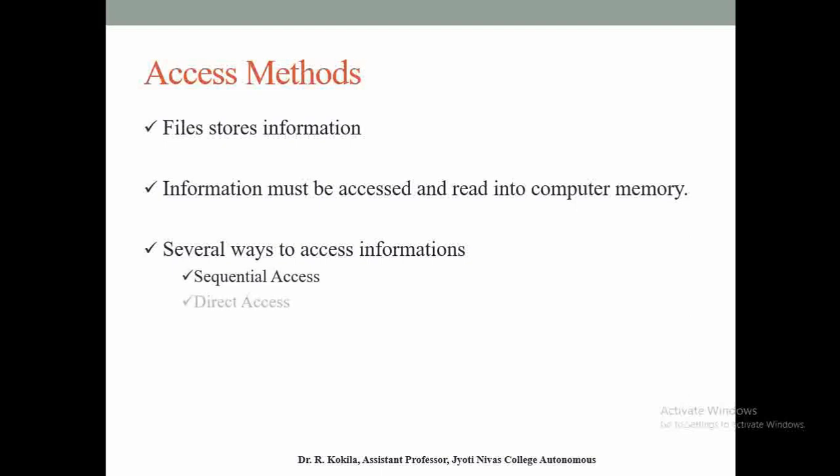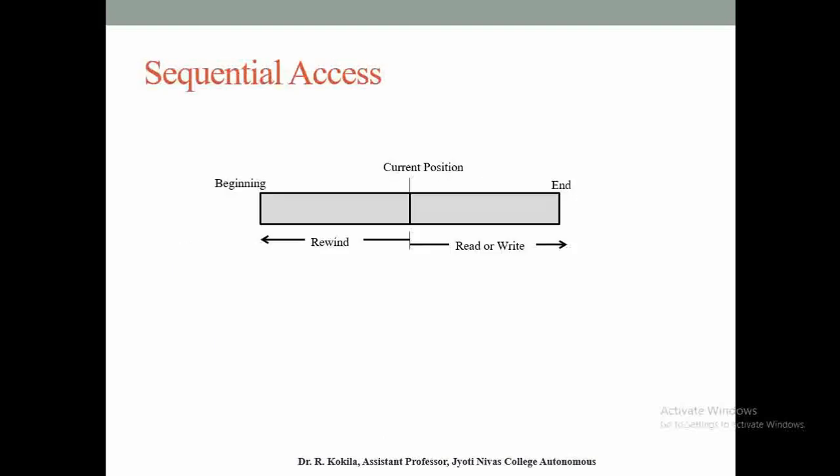One is by using the sequential access, another one is by using the direct access, and the last one is your other access method. First, let us see what is the sequential access. As the name suggests, it is one of the simplest access methods. The records in the file will be processed one after the another. This sequential access method is mainly used in magnetic tapes.